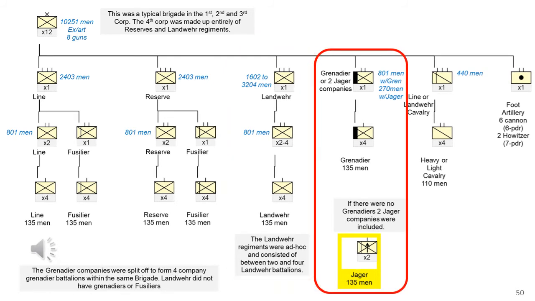As indicated, I assume that in most cases, companies of Jager or Schutzen were attached to the brigade rather than a Grenadier battalion. Due to the lack of effective organic skirmishing in the Landwehr, this was probably a critical requirement and probably more useful than having Grenadiers at this particular point.